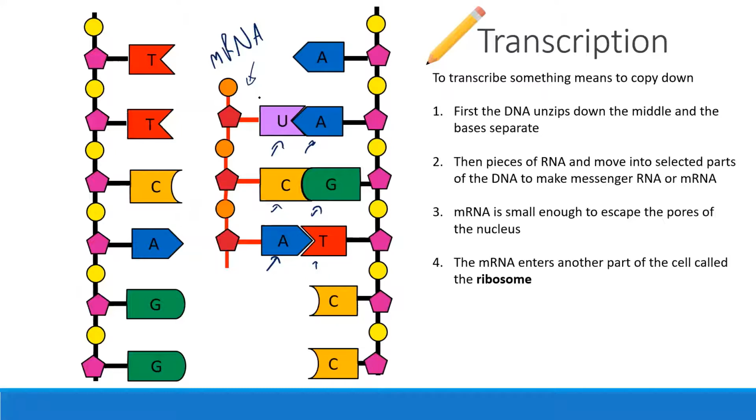This messenger RNA has essentially made a copy of this side of the DNA. TCG, TCA, UCA. It's pretty much a copy. So it's transcribing, it's copying down part of the DNA sequence.